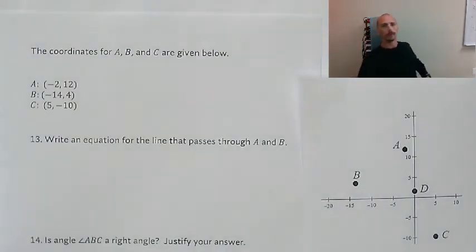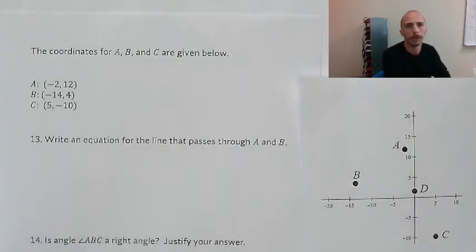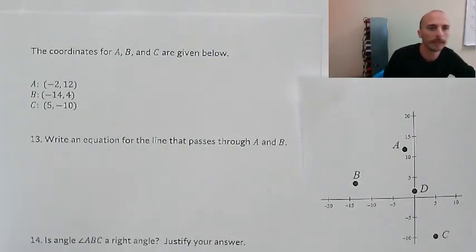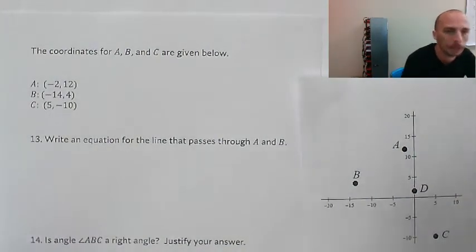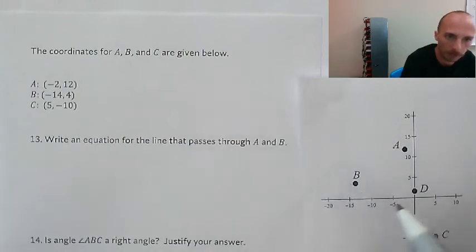It's 4 points, A, B, C, and D. And we've got the coordinates for 3 of them, and we don't really know much about point D, and I think that'll come up in the course of some question later. So first we're going to write an equation for the line that passes through A and B, right? That line right there.